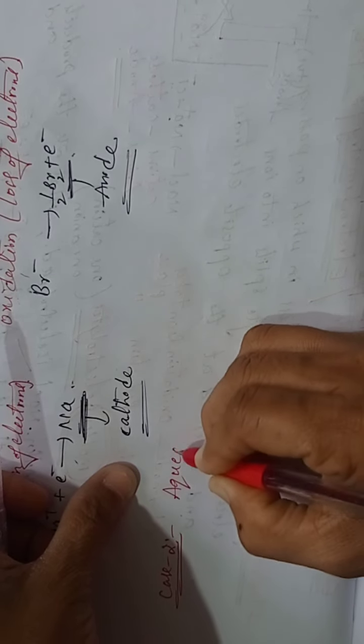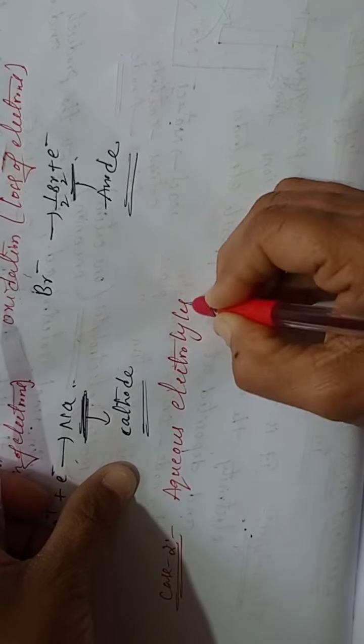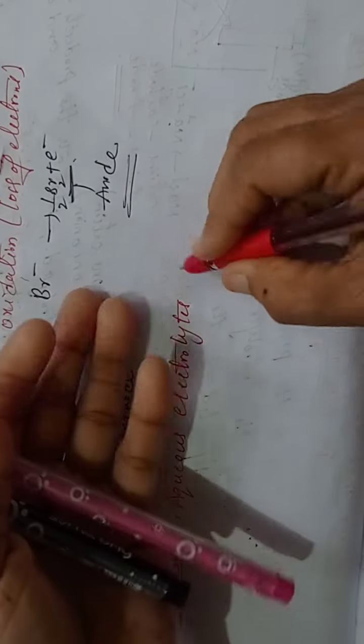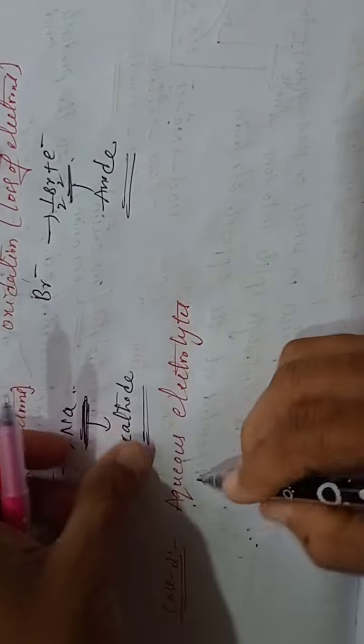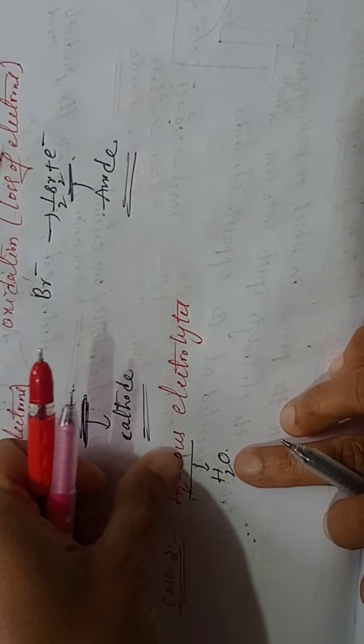What is case 2, students? Aqueous electrolytes. I am taking aqueous. Now, these aqueous electrolytes contain water, students. Aqueous is nothing but water. By the addition of water, the compounds become solutions. That means aqueous NaCl is nothing but NaCl dissolved in water. It is in the liquid form.